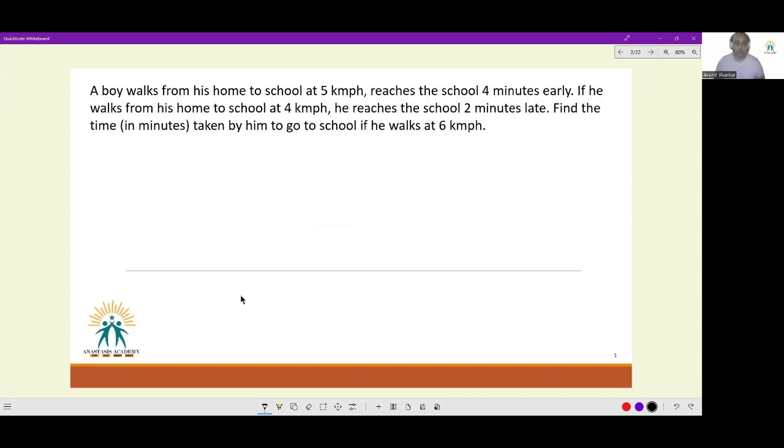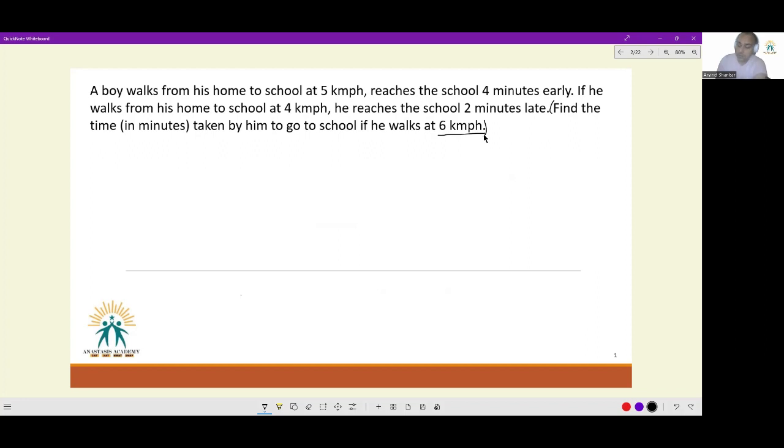Okay, let's start. A boy walks from his home to school at 5 kmph and reaches the school 4 minutes early. If he walks from his home to school at 4 kmph, he reaches the school 2 minutes late. Find the time in minutes taken by him to go to school if he walks at 6 kmph. Now, this is the question part.